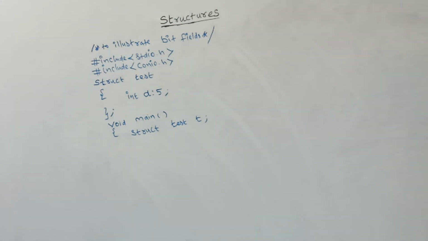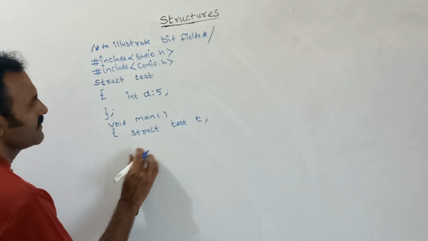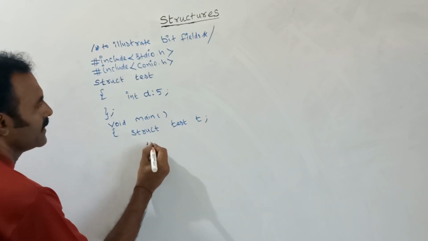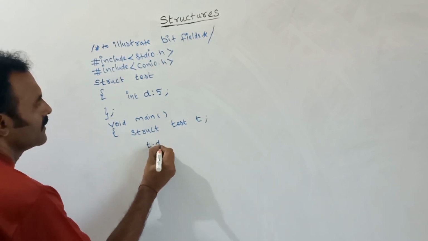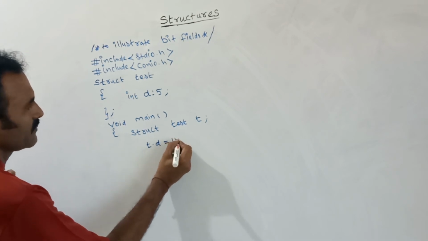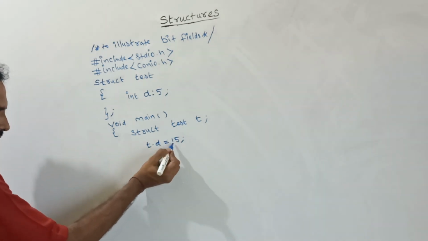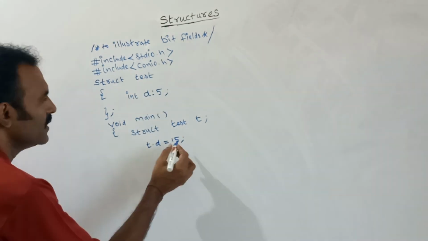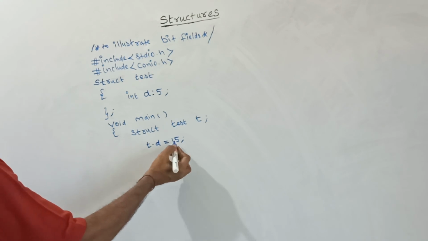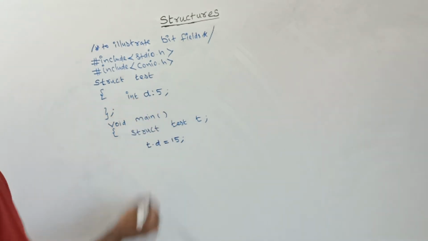See, I can give the value to this D like this. What is the structure variable? T. T dot D is equal to, suppose if I am giving 15. This is value. I am giving the data for the structure member. So here I am assigning 15 to this date, this day D.